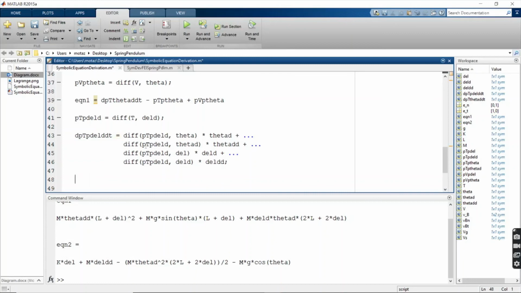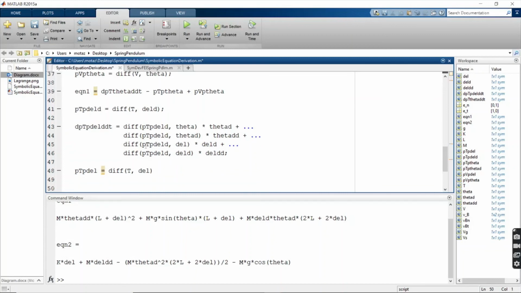Okay, now the second term is the partial derivative of the kinetic energy with respect to just del and not del dot. So we call it this. And now the final term is the partial derivative of the potential energy with respect to just del, or the second generalized coordinate.